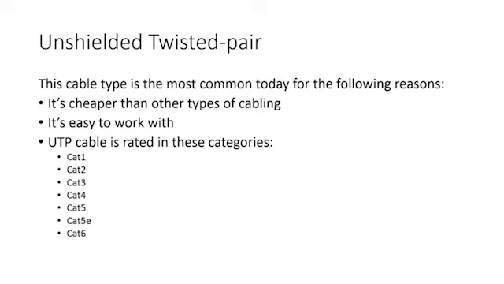5E and 6 is what we want that can carry the most data. Category 6 can get up to a gig speed. That's pretty good. 5E can get a gig speed as well. Now, those are the ones that you want. 6 is probably the better of the 2, but 5E can get the job done just as well.